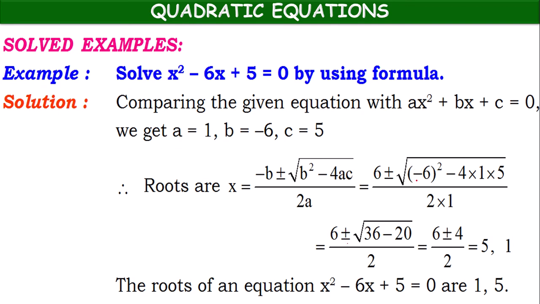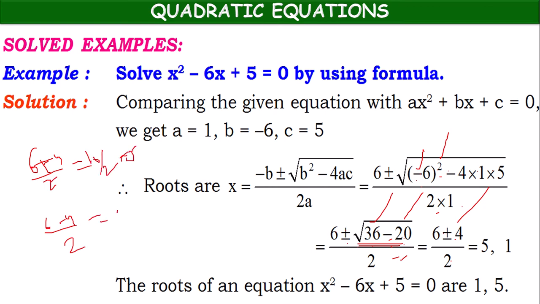Then 6 plus or minus root of minus 6 whole square, because the exponent is even, it becomes positive, 6 square 36, minus 4 into 1 into 5, 20, which is equal to root 36 minus 20, root 16, which is equal to 4, by 2 into 1, 2. So 6 plus or minus 4 by 2, which means 6 plus 4 by 2 or 6 minus 4 by 2. 6 plus 4 by 2 means 10 by 2, which is equal to 5. 6 minus 4 by 2 means 2 by 2, which is equal to 1. So the roots of the equation are 1 comma 5 or 5 comma 1.